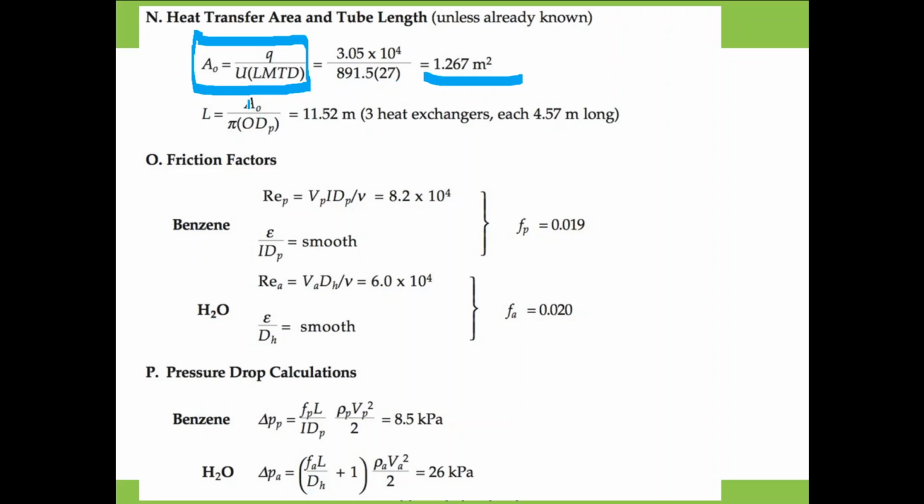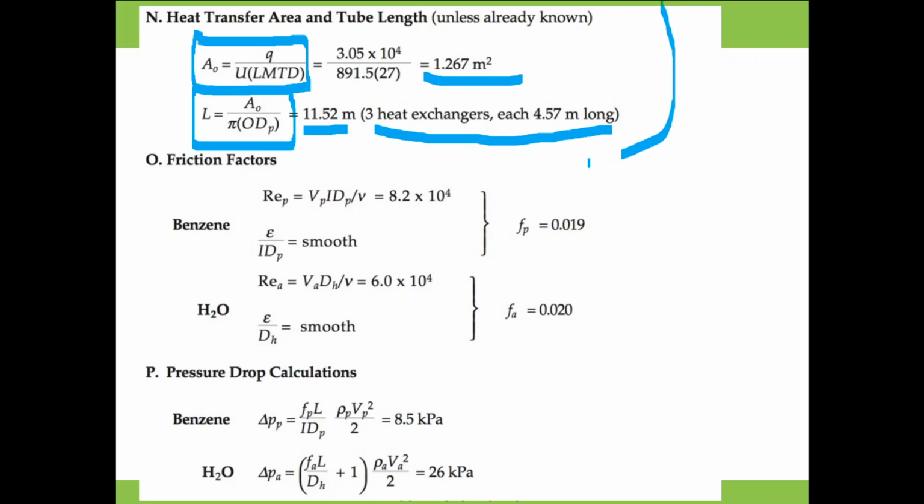And we know that the area required is pi OD multiplied by L. So with this formula we can find out how much is the length of the heat exchanger required. The length of the heat exchanger required is 11.52 meter. So if it is too long, then you can have three heat exchangers of 4.57 meter long, and you can add them in series.